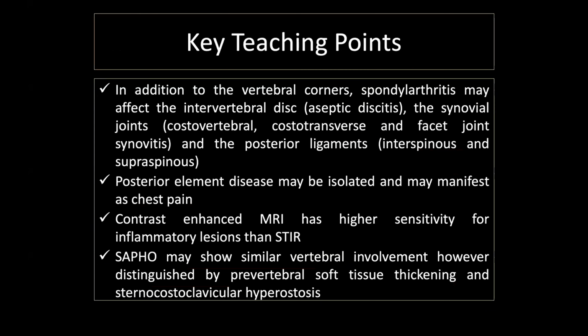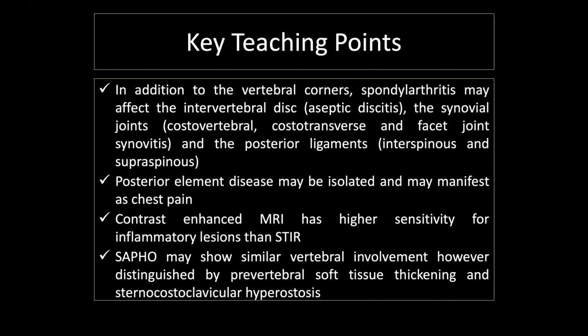So the key teaching points: first, vertebral involvement can happen in a setting without sacroiliac joint involvement. Second, posterior elements can also be involved in isolation without involvement of the anterior vertebral body. Be careful about the costovertebral and costotransverse joints, especially if you do not have axial T2 fat sat or contrast enhanced images. These can explain severe back pain. Look specifically at the thoracic spine. Also, contrast can be very helpful in finding additional enthesitis that are not seen in STIR.